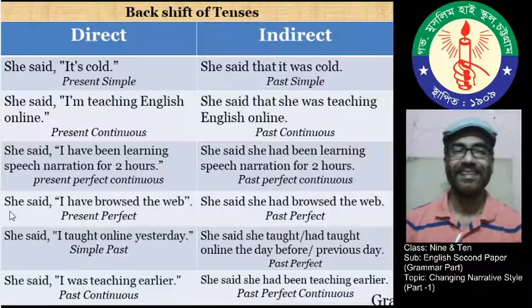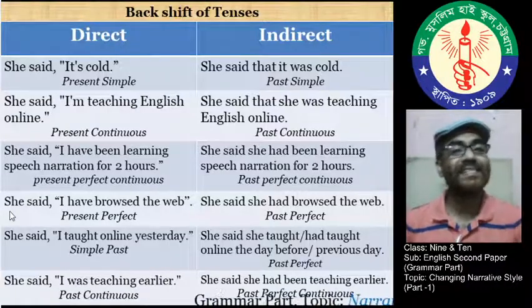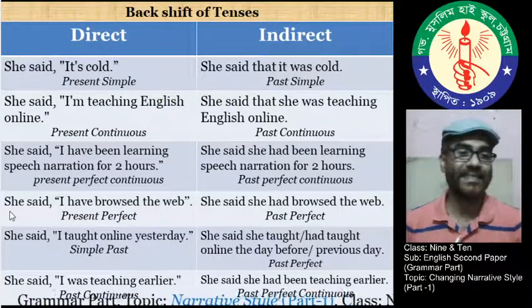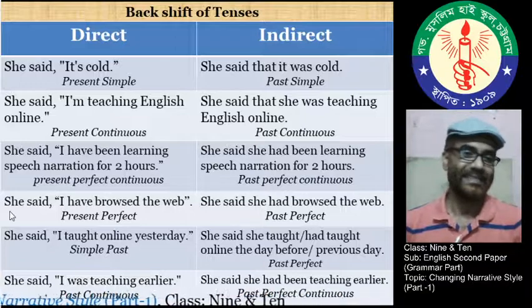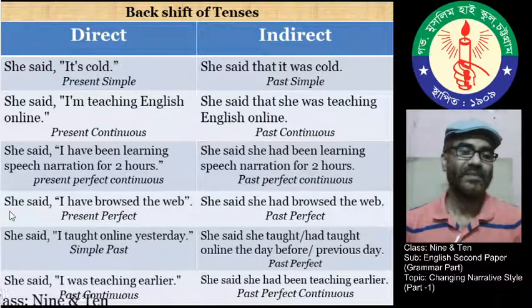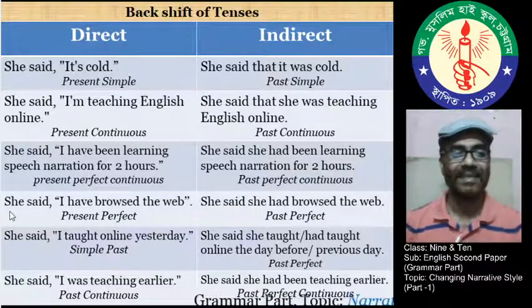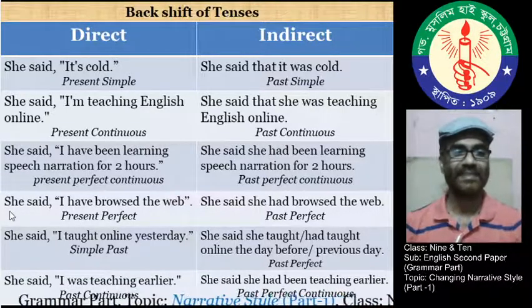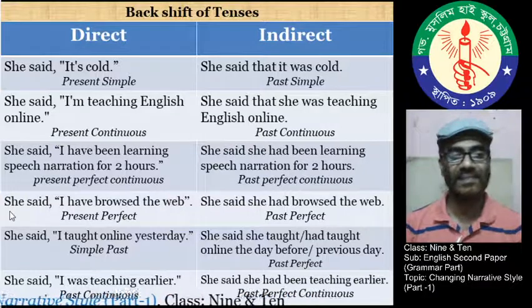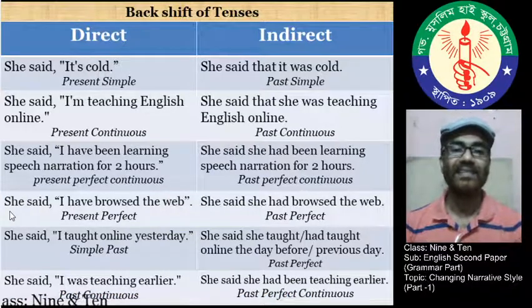Okay. Then you see backshift of tenses, direct and indirect. First one is present simple. She said, "It's cold," and it's changed to past simple. She said that it was cold.